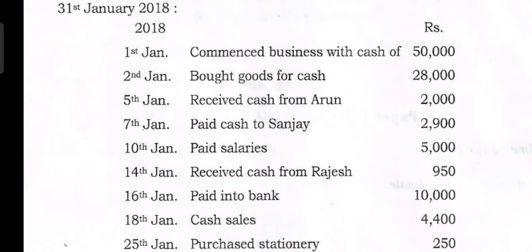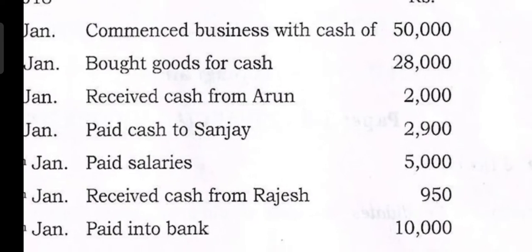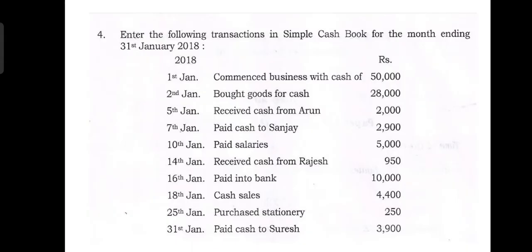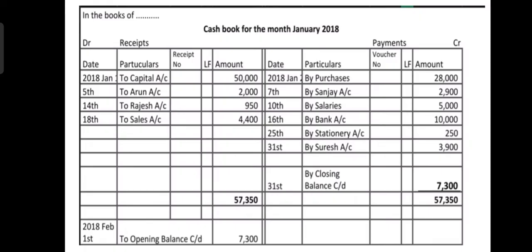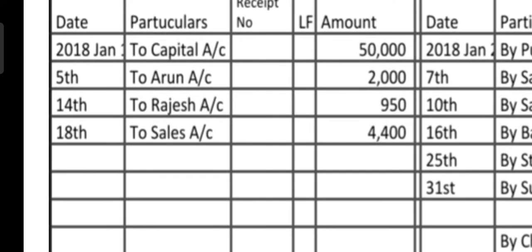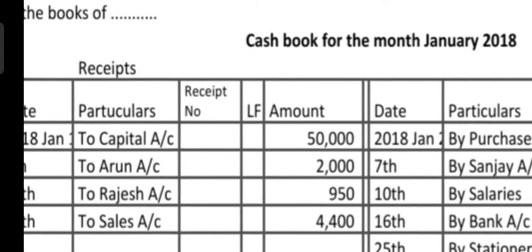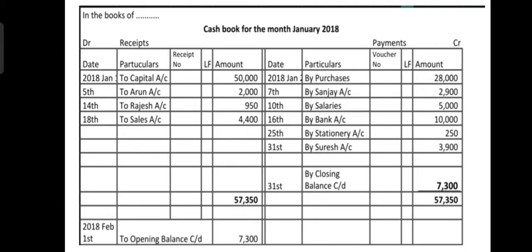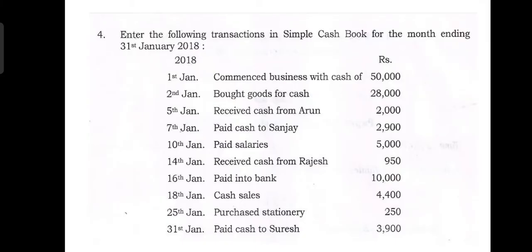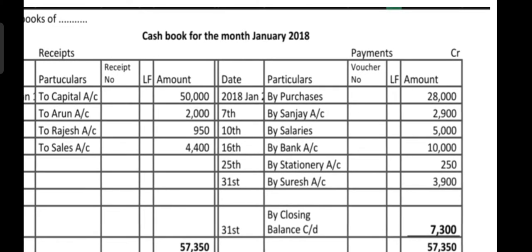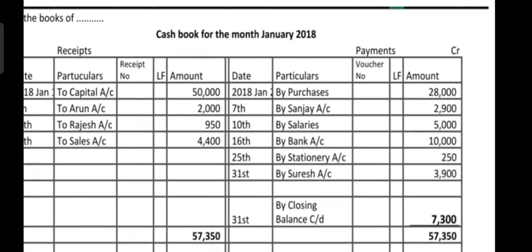Now the third transaction happening on 5th January, received cash from Arun, rupees 2,000. Now Arun is giving money, the business is receiving money. It's an actual receipt of cash. Write under receipt side, write the date 5th, to Arun account 2,000 rupees. It is very simple. If you are receiving the cash, record under receipt side. If you are making the payment, record under payment side. Actual receipts of cash, actual payments of cash.